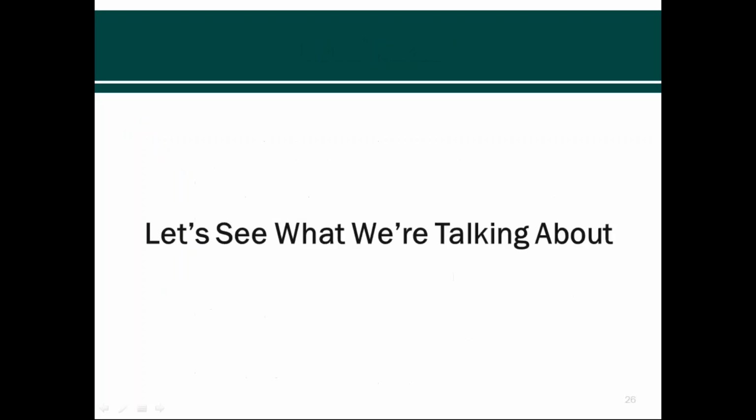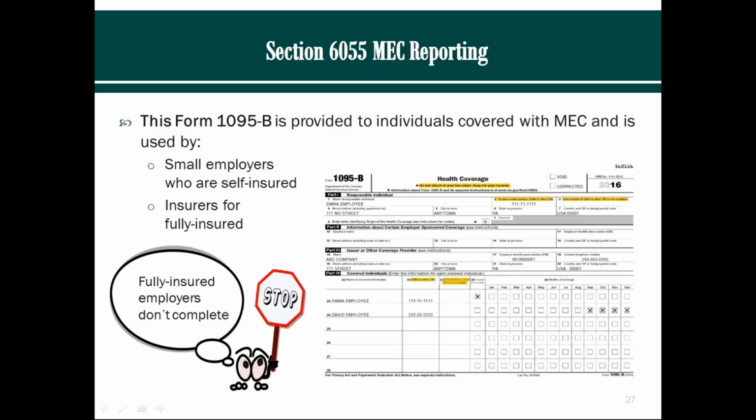So let's talk a little bit about now what we have been talking about. As we go to the first form, this is the form 1095B that's provided to individuals covered with MEC. You're going to use this form if you are a small employer and you're self-insured. If you're fully insured, stop, you don't have to do anything here.